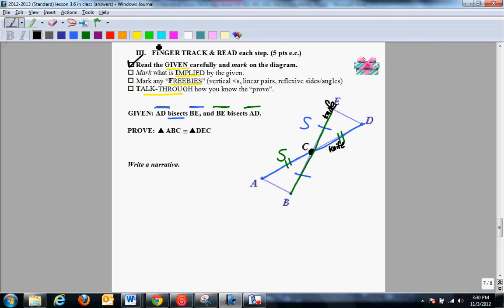Implied by the given, bisector means you go through the midpoint. We already took care of that. Now there's a freebie here. The freebie are the vertical angles, of course. So sweep, sweep, hatch, put an A for angle.